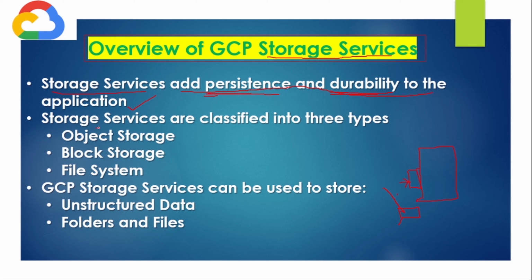Now, storage services are classified into three types. These are object storage, block storage, and file system storage. And GCP also offers you storage services that can store unstructured data and folders and files, right? So we will have a closer look into all of this going further.